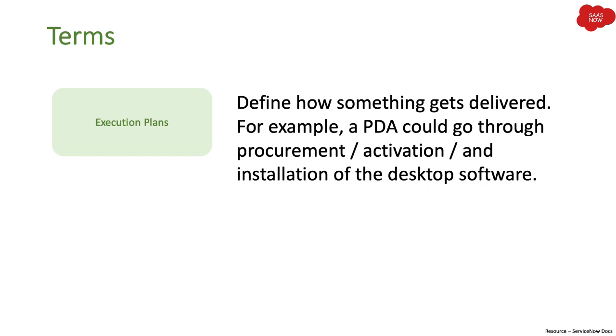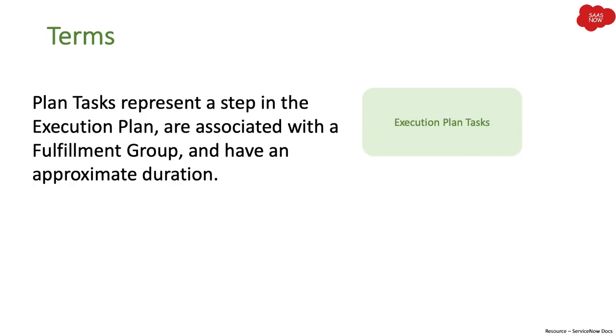The definition of all these terms: execution plans define how something gets delivered. It's kind of an execution plan. You have to select in service catalog what kind of execution plan you have for delivering that request. Then we have execution plan tasks. These plan tasks represent a step in the execution plan. It's a step for a different fulfillment group for a specific duration. So for example, if you are submitting a request for a laptop or a desktop, what exactly is the complete execution plan task? Maybe it is assigned to the procurement team, the IT team, the delivery team. That's how the tasks work.